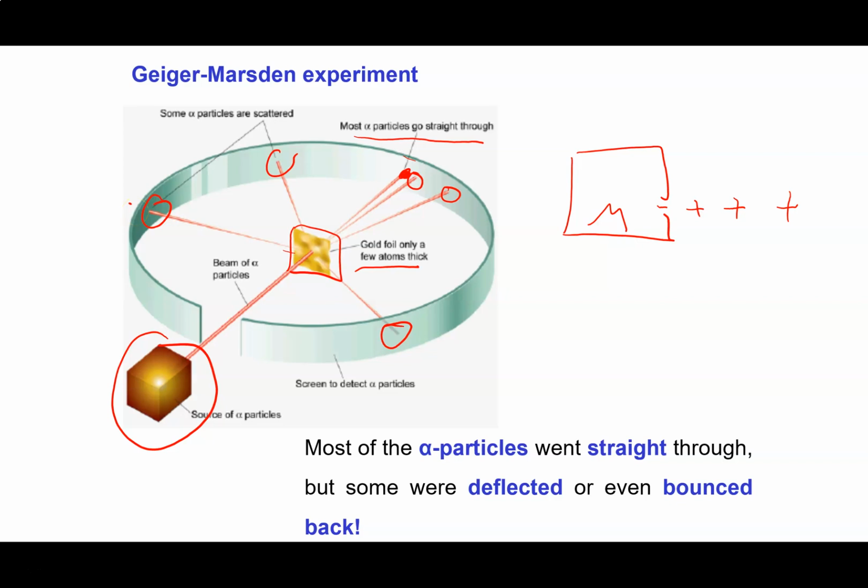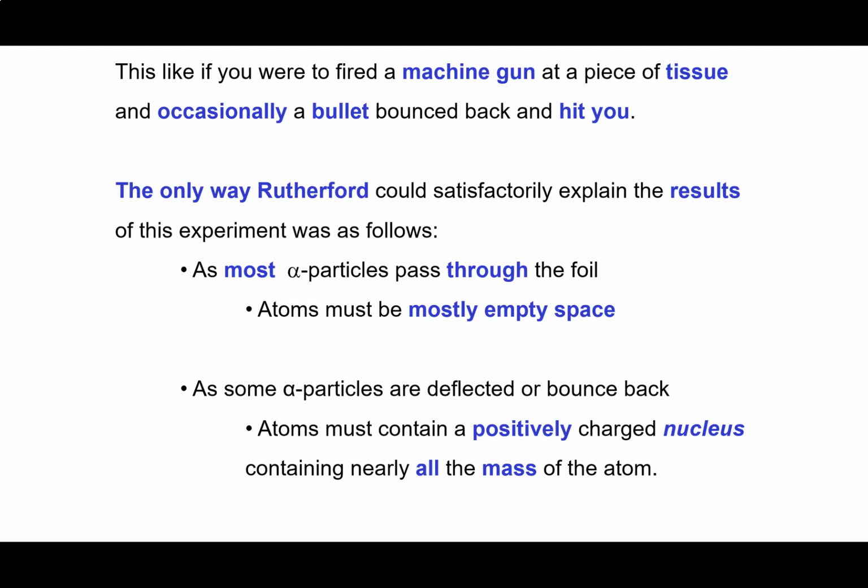When you do the math on this, you realize that whatever these alpha particles are hitting has to be insanely dense. It's kind of like if you were firing a machine gun at a piece of tissue paper, you would expect 100% of the bullets to go through, right? It would just go straight through like there was nothing there. But this is like if you were firing a machine gun at a piece of tissue paper and occasionally a bullet came back and actually hit you. Most of them do what you expect, but every now and then one comes back and hits you.